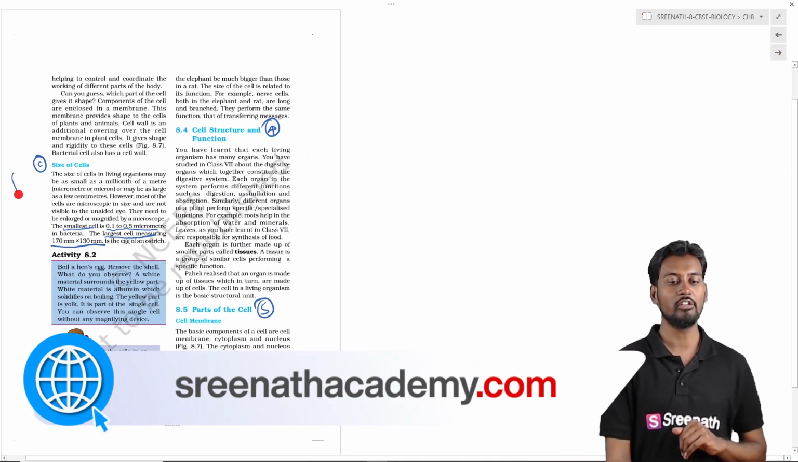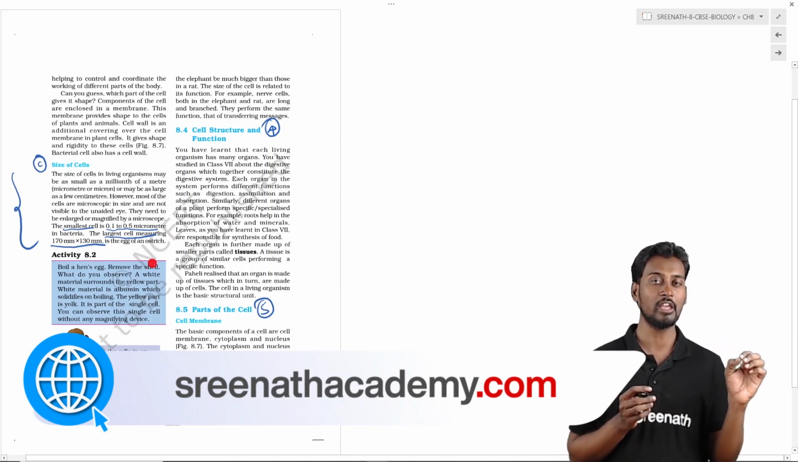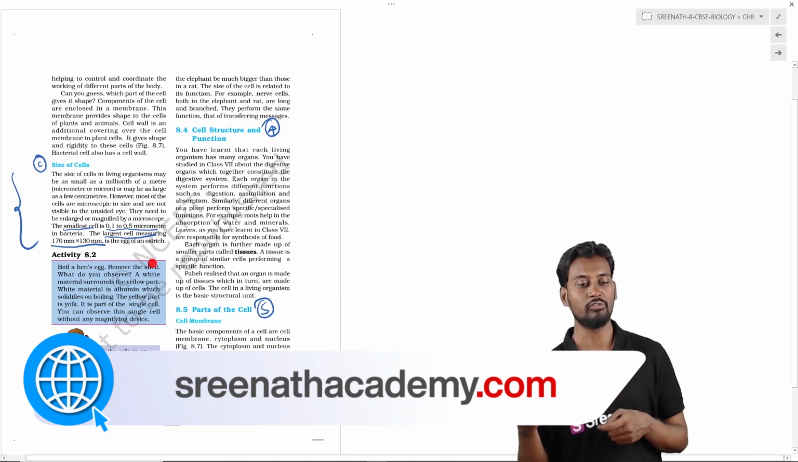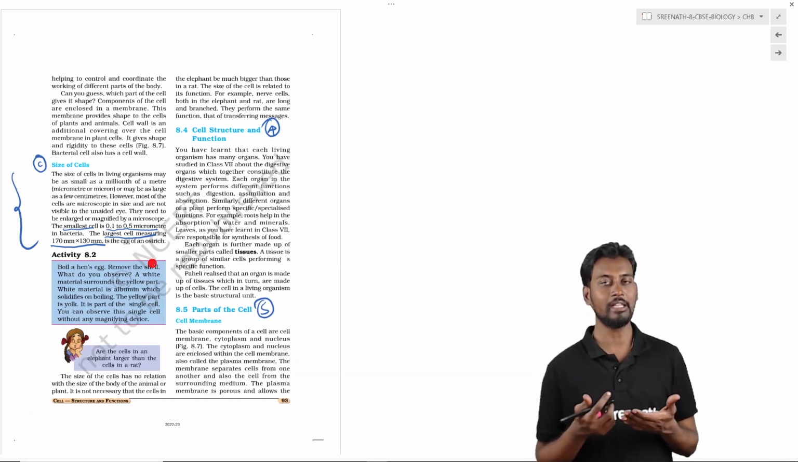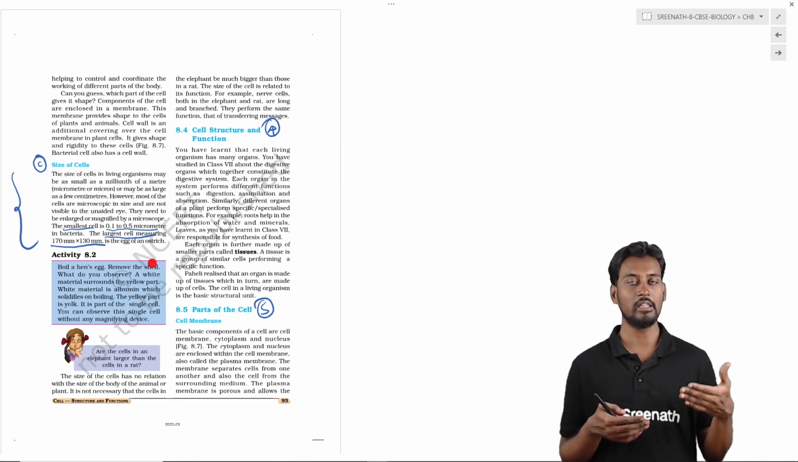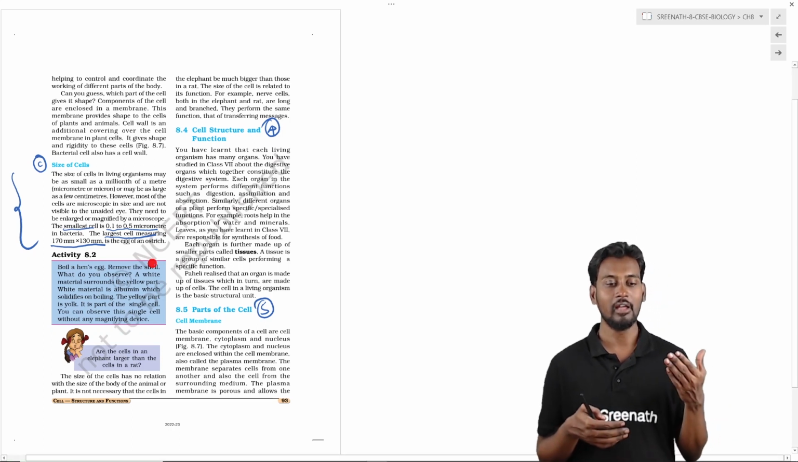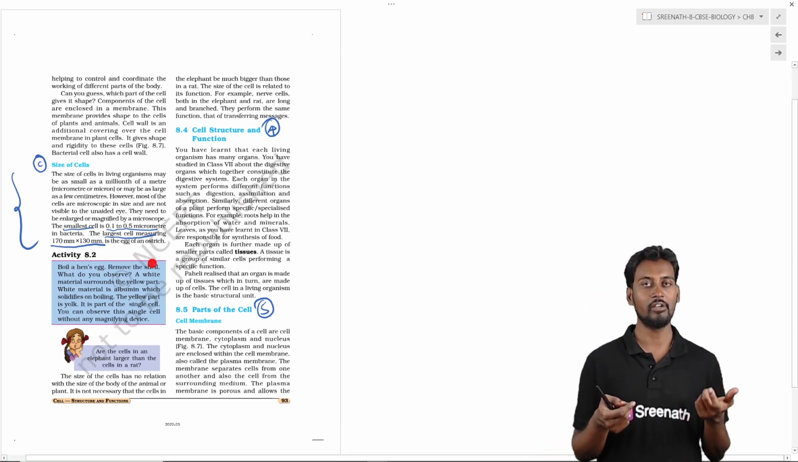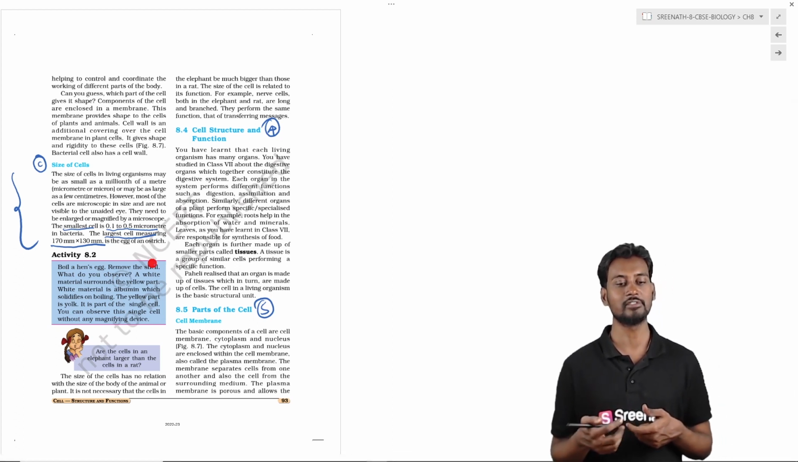Coming to the size of the cells, cells range from very small to very large in size. For example, the smallest cell is 0.1 to 0.5 micrometer, in the case of bacteria, whereas the largest cell has a length and breadth of 170 mm by 130 mm. This is the egg of the ostrich.